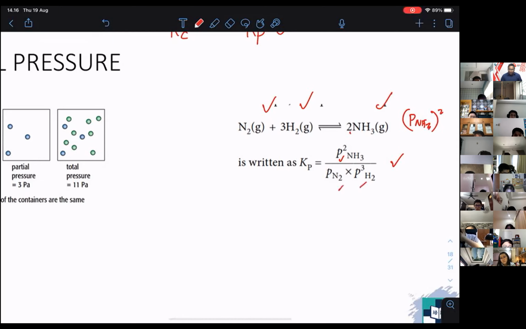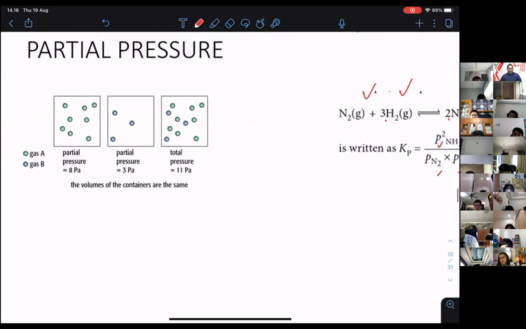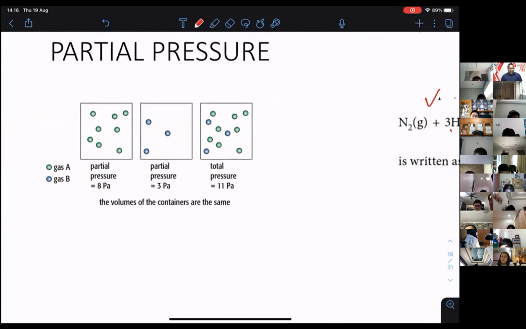So you see the same, to the power of 3 over here, same. Product divided by reactant. But to understand better about this partial pressure, you need to look at this diagram. For example, in a container, if you have a total pressure of 11 Pascal, that is contributed by molecule A and contributed by B. You add them together, then it's 11 Pascal. If I separate molecule A and molecule B, I found out this one is going to give me 3, and this is going to give me 8.